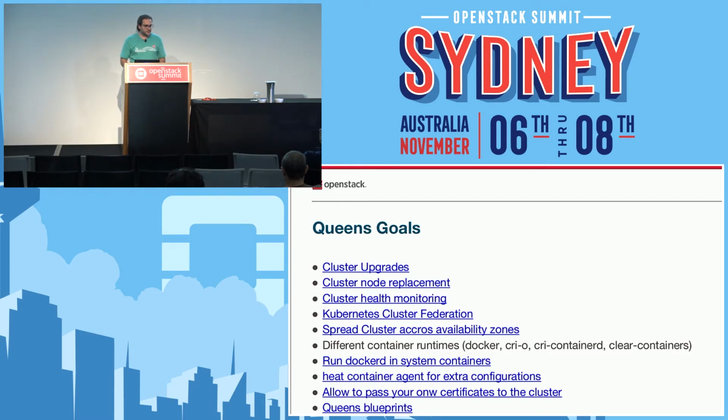The third to last is the Heat container agent for extra software deployments that you can add. If you are developing Magnum, or if you have forked Magnum on your cloud, you can easily add more software configs, because for now we are limited to 64 kilobytes. But with the Heat container agent, we can add endless software configs and software deployments.